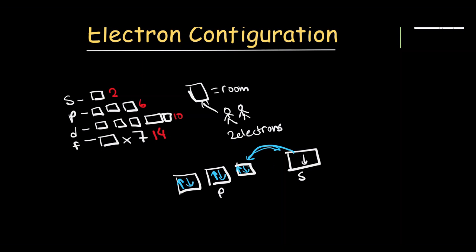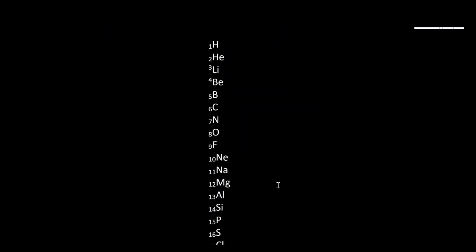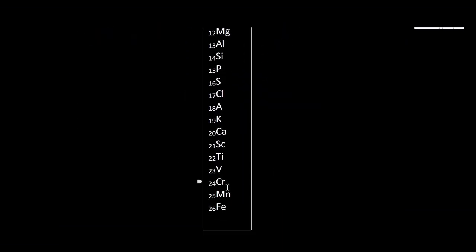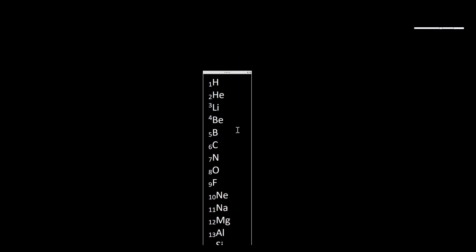And why does this happen? Well, because a fully filled orbital is more stable. It's more stable than not fully filled. So these p orbitals, they always want to be filled. And I will explain it to you later when we go into the electronic configuration of different elements. And that's what we have here. So we are going to fill up all these for 26 elements.